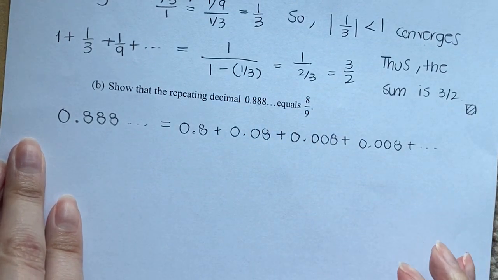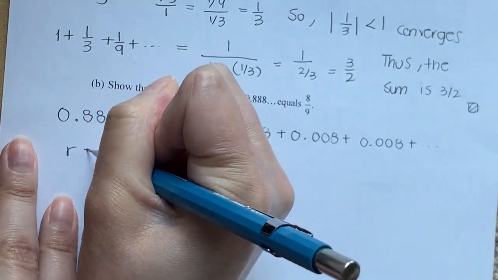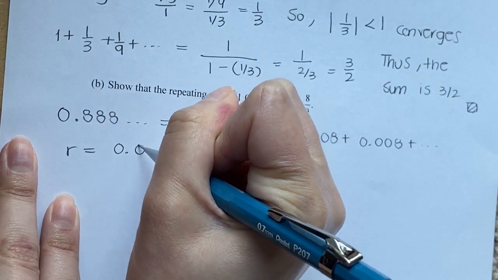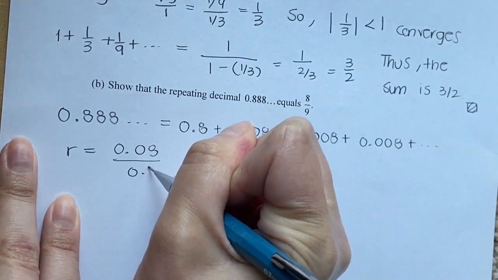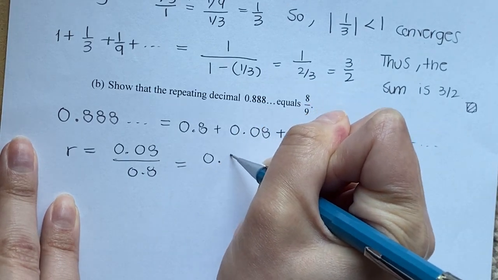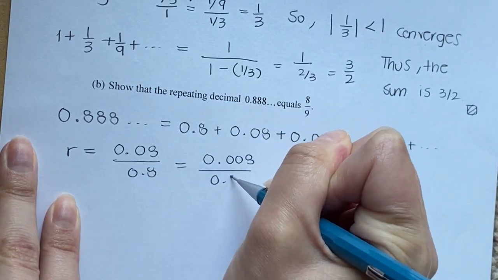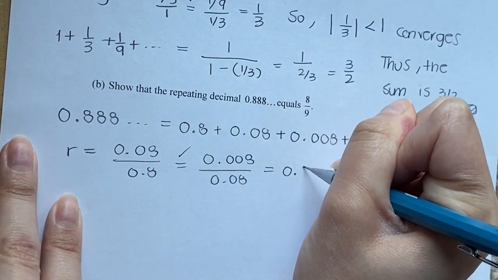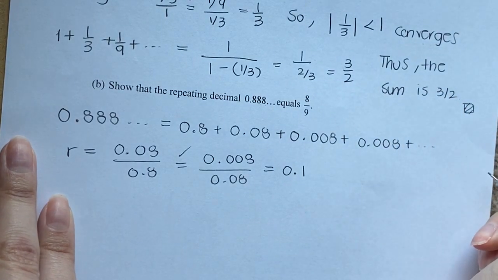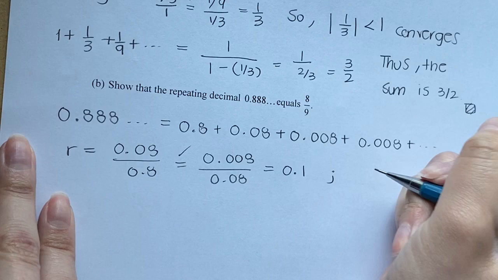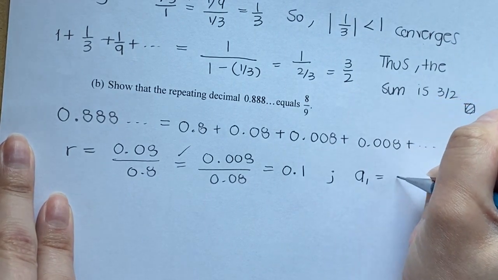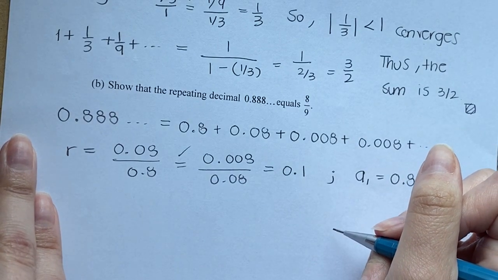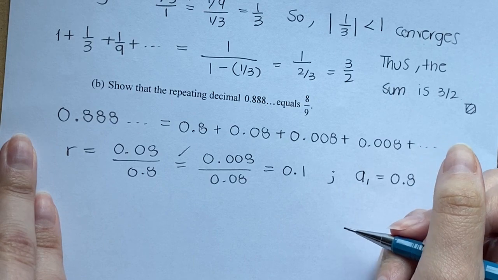So what do you know? What's the common ratio? The common ratio is going to be this, which I know is 0.1, don't you think? After that you're like, oh wow, if that's my common ratio, can I assume that my first term is going to be 0.8? Yeah, you can do that. So, can you tell me what's the sum?